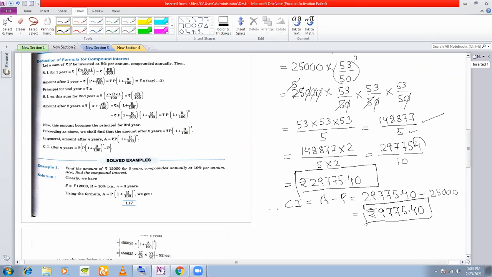So whenever in your examination, if you get this kind of a question, please calculate both the amount and the compound interest. After calculating the amount, please do not forget to calculate the compound interest. Okay. If it is asked in the question, find the compound interest, after calculating the amount, do not forget to calculate the compound interest. Okay.